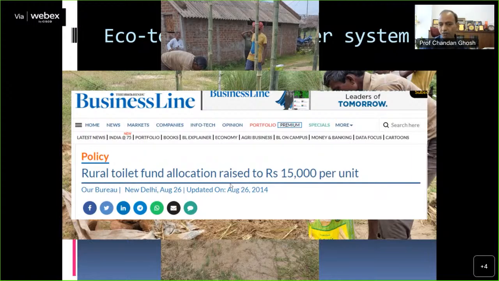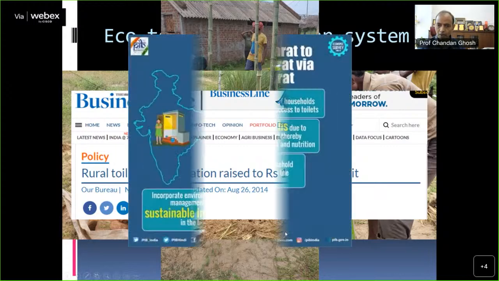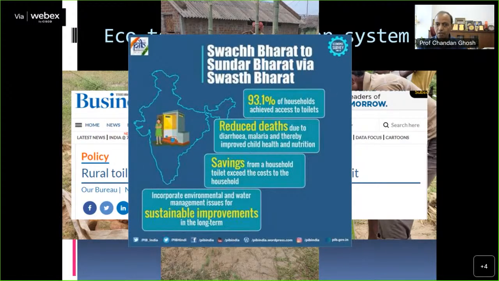Rural toilet fund allocation raised to 15,000 per unit. Earlier it was 10,000. So I have taken a glimpse of that. You can see all these things in the newspaper, how much the allocation in August 26 increased to 15,000. And if I say that in order to make such kind of toilet, what kind of program has been taken up: Swachh Bharat to Sundar Bharat via Swasth Bharat.